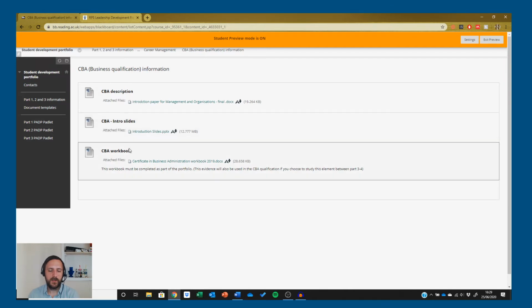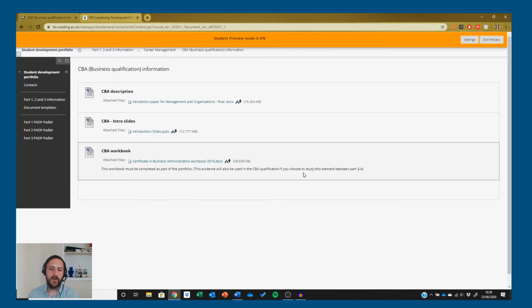The important bit I'm going to take you through is the workbook. So this is actually where you have to do something. So this is what your expectations are in terms of the CBA. Now it's important to note that I do require this to be completed for the portfolio. But also, if you want to do the CBA qualification, so the CBA qualification is a separate qualification that you can take at the end of year 3 over the summer, you'll need this workbook completed for that as well.